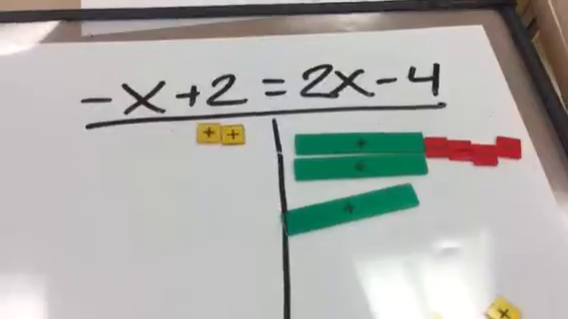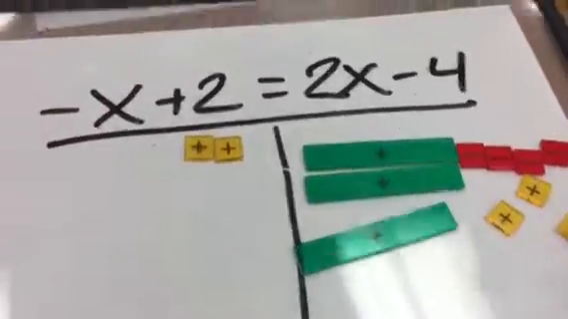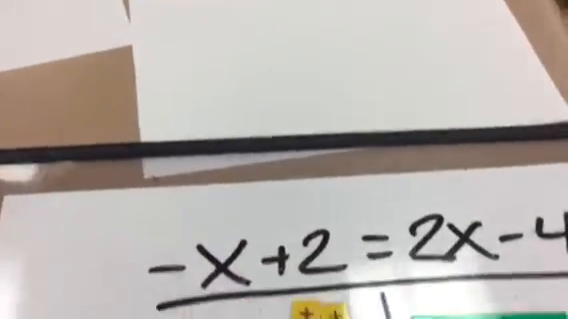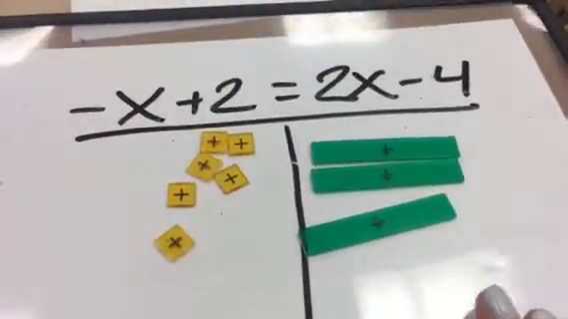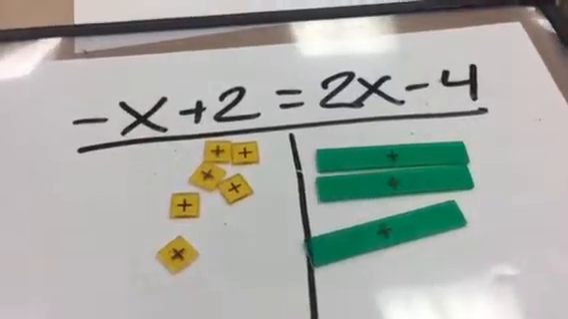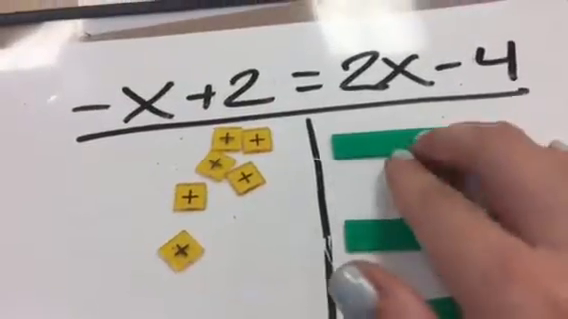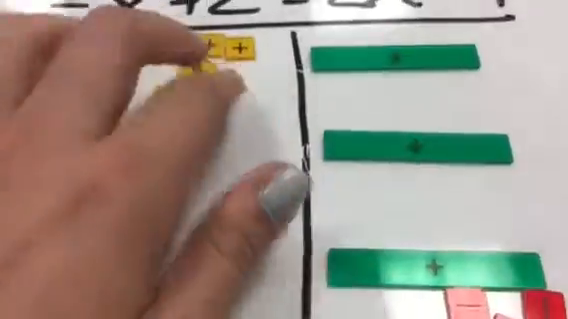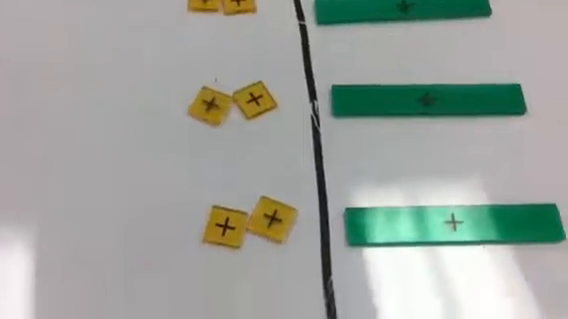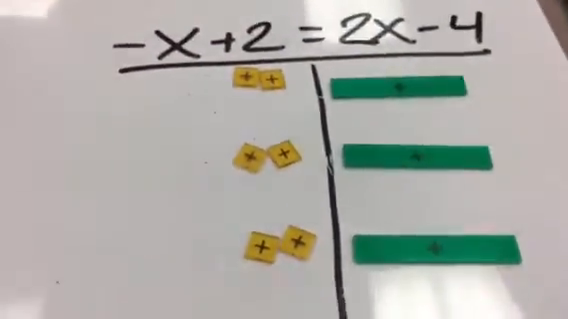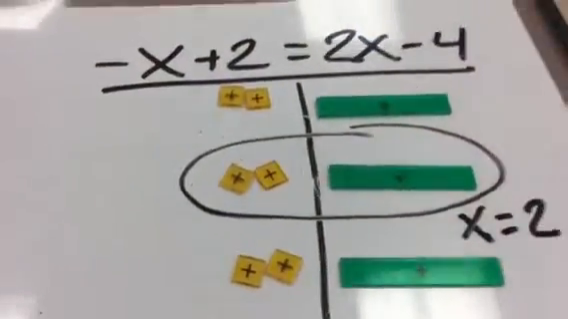And now I want my constants on one side. So I'm going to add 4 yellow tiles to both sides. I can take away my 0 pair. Now I'm left with 6 equals 3x, and now I need to divide the groups evenly. So I'm dividing by 3 here, and the same on this side. Get rid of those extra tiles. And we can see here, each group says that x equals 2.